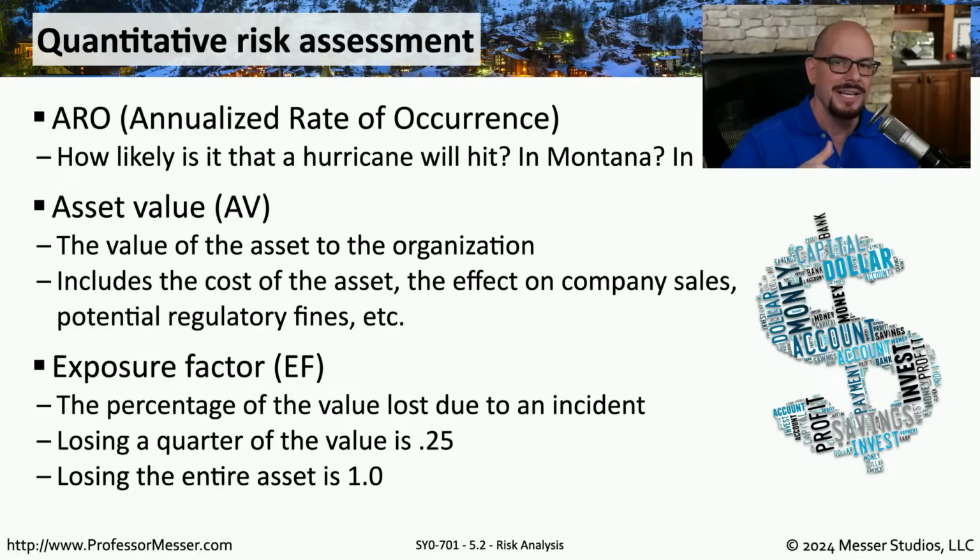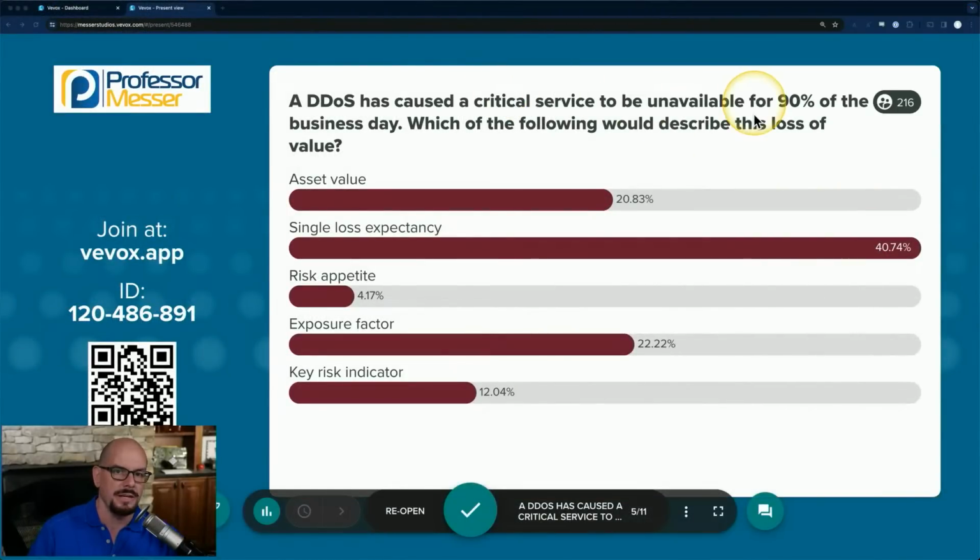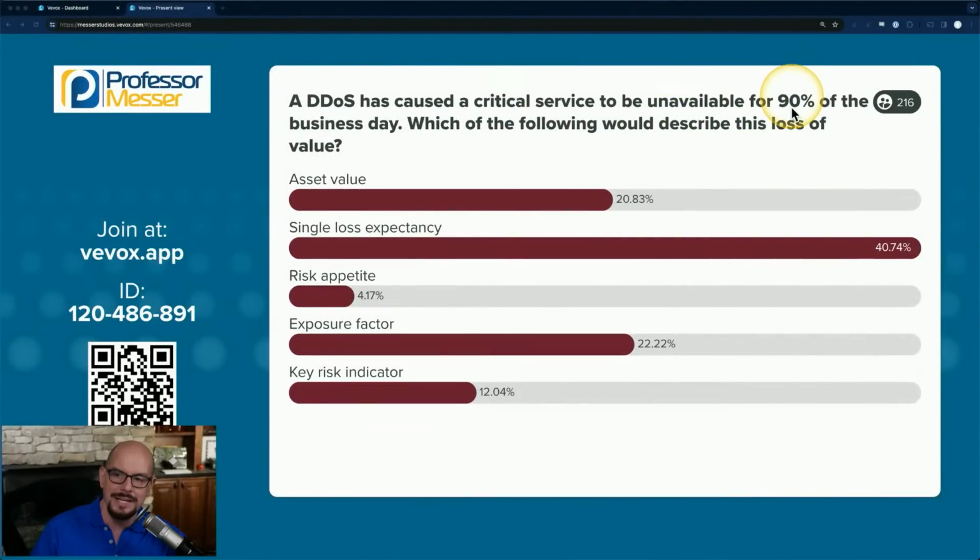So in this case, that certainly fits with the question that we were getting, which is a DDoS has caused a critical service to be unavailable for 90% of the business day. There's that 90%. So it was available for 10% of the business day. So at least we got a little bit of business done on that device. Obviously, 90% is a very large number. That's a significant problem. But now we understand that what we were hoping to find was an exposure factor. 90% of this device not being available gives us the idea that we have an exposure factor of 0.90 or 90%. So in this case, exposure factor was the number we were looking for.